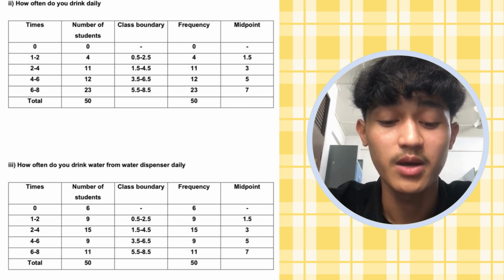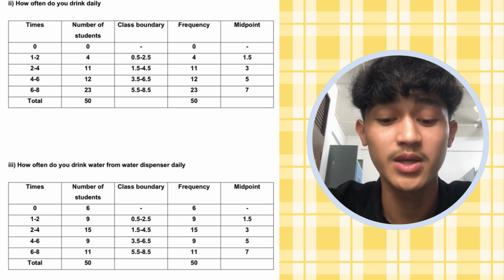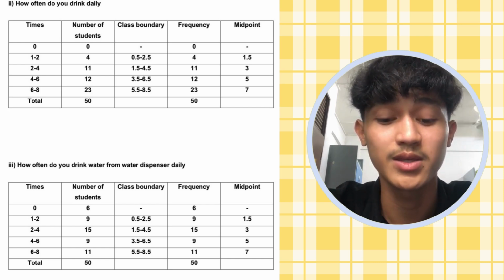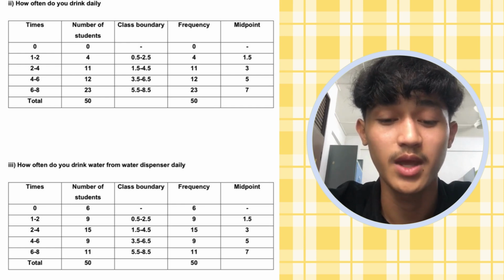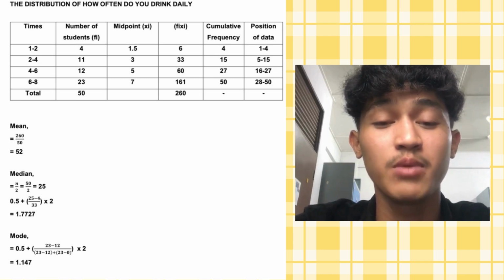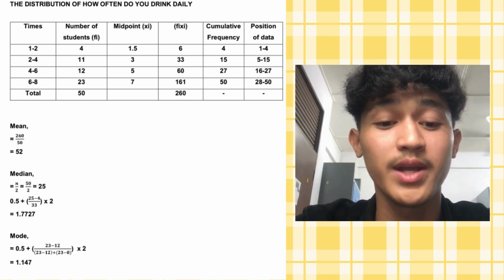In summary, the majority of students drink water 6 to 8 times daily. The number of students who drink water from a water dispenser also peaks at 6 to 8 times daily. Next is the table of the distribution of how often do you drink daily.